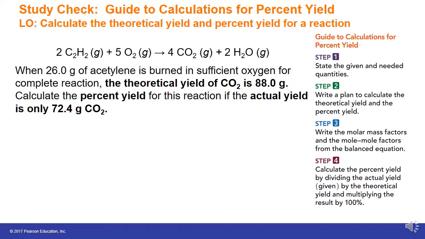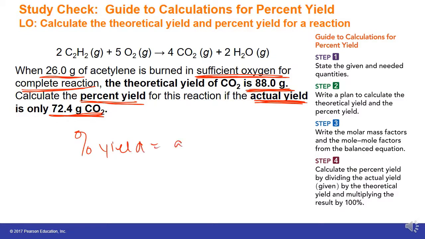So let's practice here. Notice that in this question it says when 26 grams of acetylene is burned in sufficient oxygen for a complete reaction, the theoretical yield is 88.0 grams. Calculate the percent yield if what we actually get in the laboratory is only 72.4 grams. So when you're in the lab, you give this percent yield as a way to describe your error in your data collection.